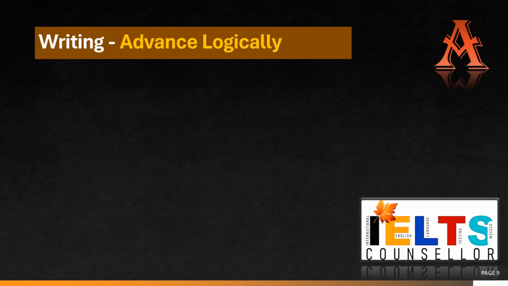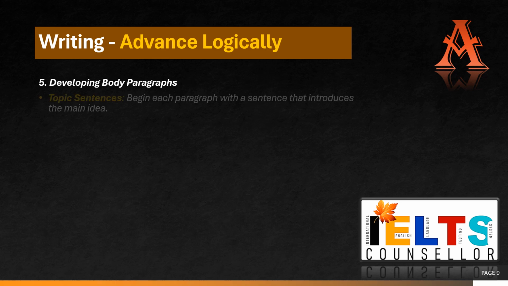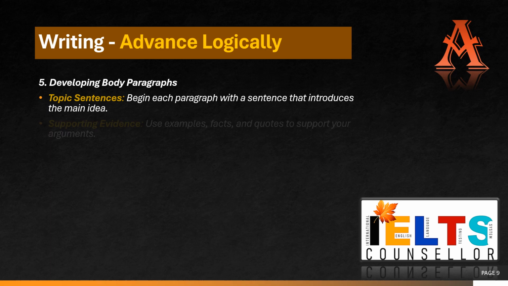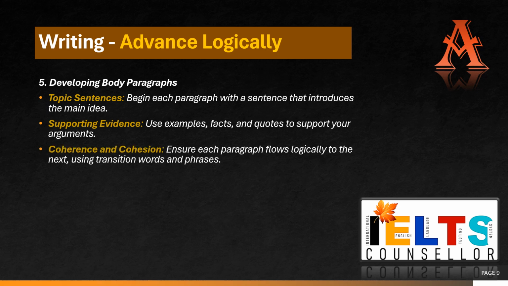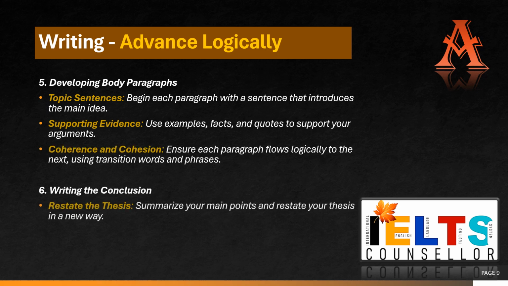When developing body paragraphs, start each one with a topic sentence that introduces the main idea, then support your argument with examples, facts, and quotes. Ensure coherence and cohesion by making sure each paragraph flows logically to the next using transition words and phrases. For writing the conclusion, restate your thesis by summarizing your main points in a new way, synthesize the information to show how your arguments fit together and end with a strong closing statement or call to action. This method not only strengthens your essay, but also leaves a lasting impression on your reader.